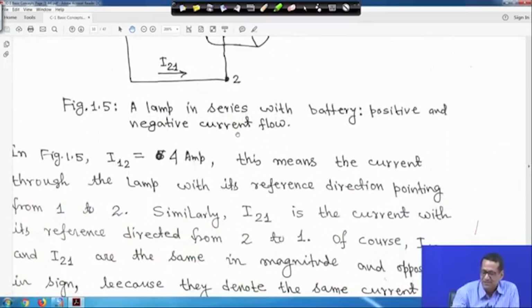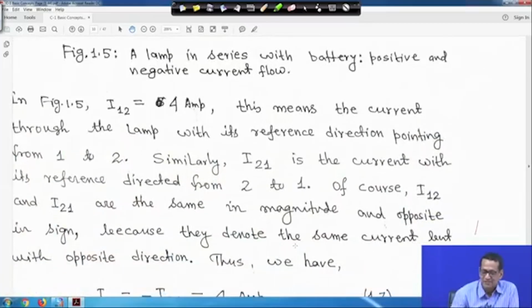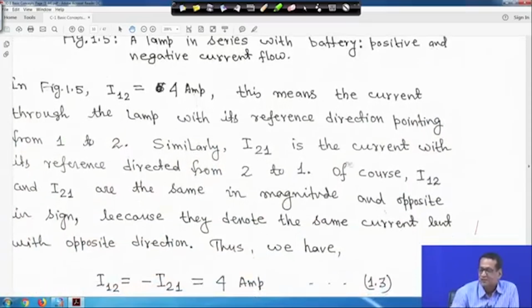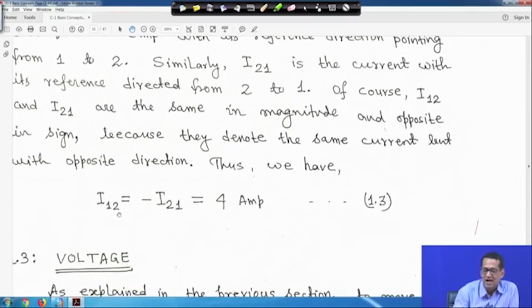Therefore, I 2 1 is the current with its reference directed from 2 to 1. Of course, I 1 2 and I 2 1 are the same in magnitude and opposite in sign, because they denote the same current but with opposite direction. Thus, we have I 1 2 is equal to minus I 2 1 is equal to 4 ampere. The magnitude is the same, but I 1 2 is 4 ampere, therefore I 2 1 is equal to minus 4 ampere. So, this is equation 1.3.